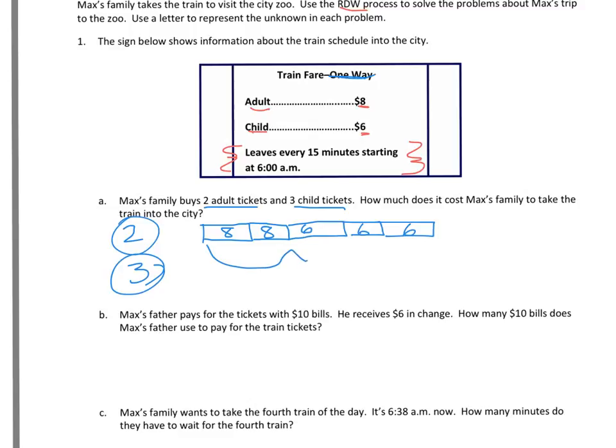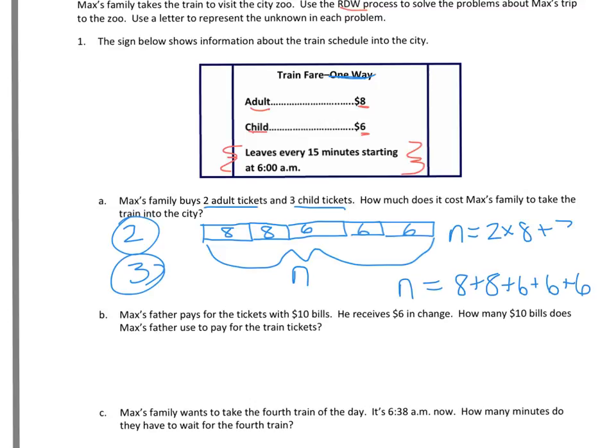And what I'm looking for is the whole amount. This is where my variable comes in, and I'm going to use n for that. And now I'm going to write my equation. n equals 8 plus 8 plus 6 plus 6 plus 6. So now I can solve that. I could also say n equals 2 times 8 plus 3 times 6, and I would have to use some parentheses in there. So I'll stick to this equation right here.